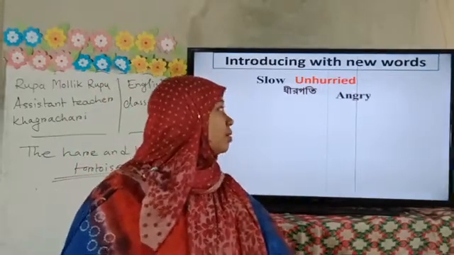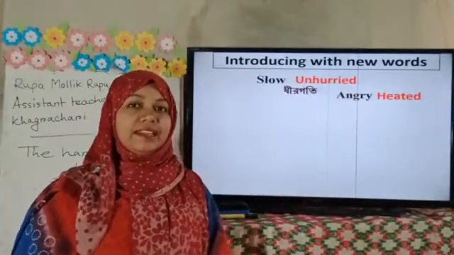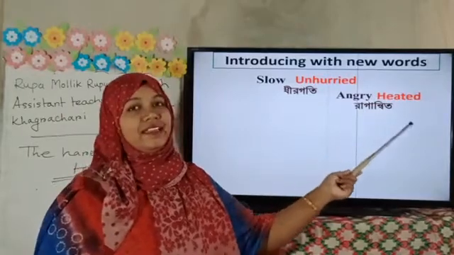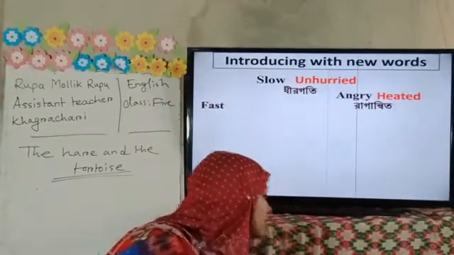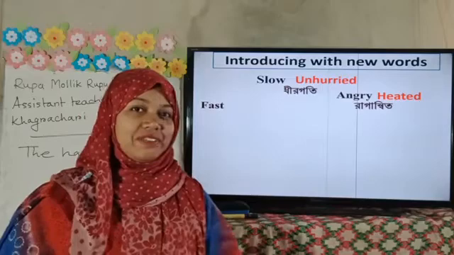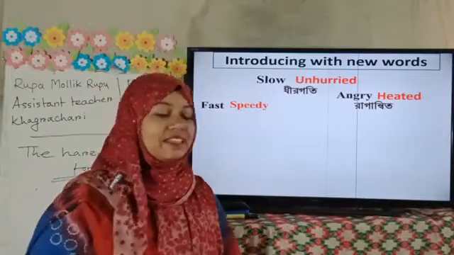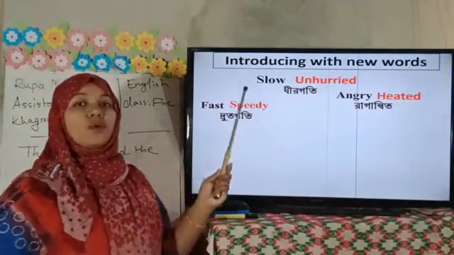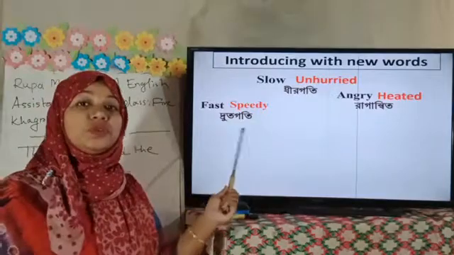Now angry. Angry means heated. Angry, heated. And the Bengali meaning is raganito. Angry, heated, raganito. Then the next word is fast. Do you know what is the meaning of fast? Fast means speedy. Fast, speedy. And its Bengali meaning is druto goti. We read slow, dhir goti, and here we saw fast, druto goti, right?